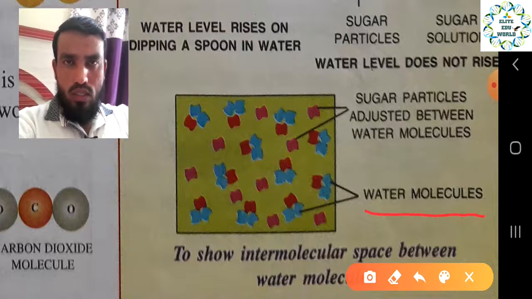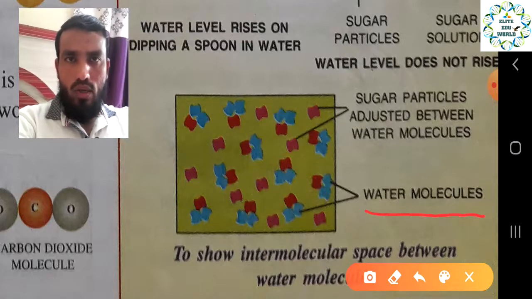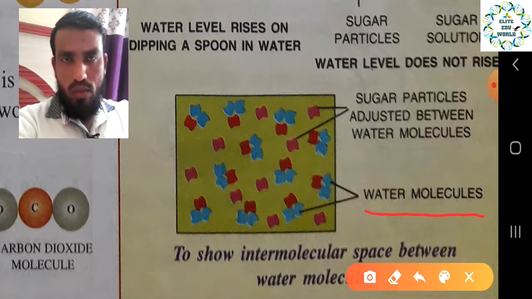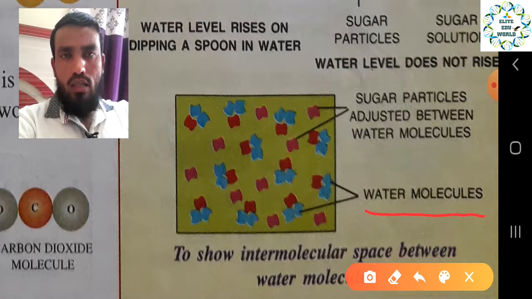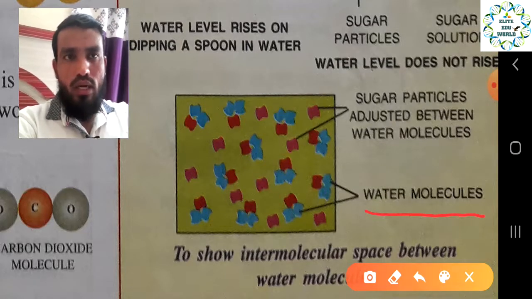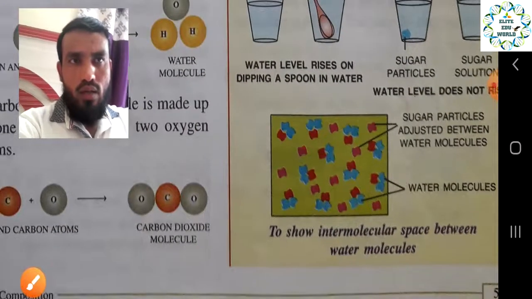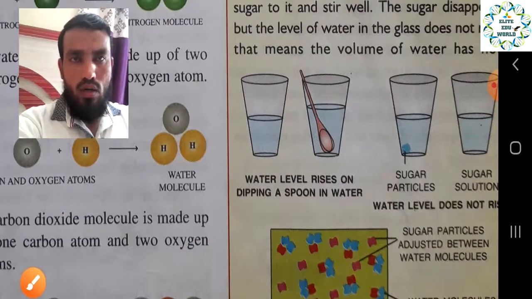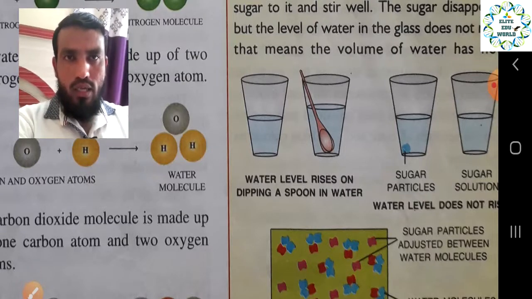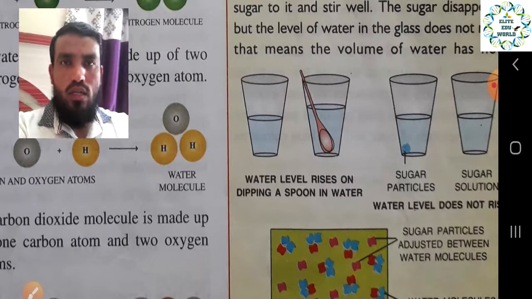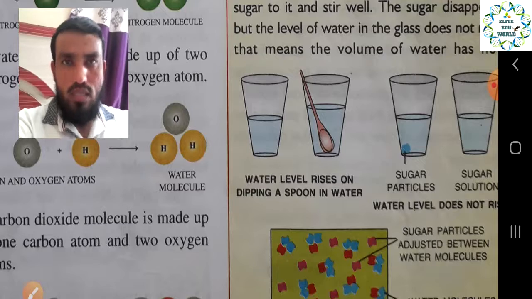When you stir it, the sugar dissolves into the water, and all the molecules of the sugar settle in the spaces present between the water molecules. So once it is adjusted, the water level will not rise up, right? That is why after adding the sugar, the level of the water remains the same and does not rise up.